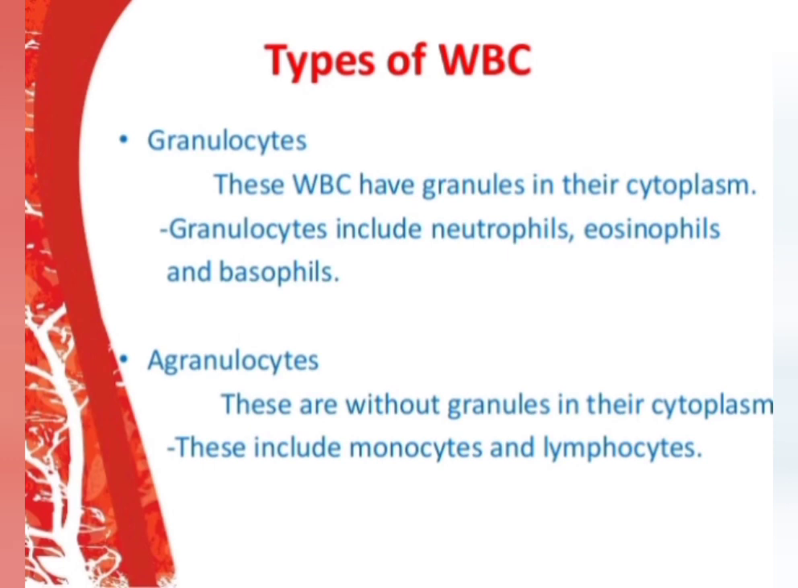The second type of WBC is the agranulocyte. In these cells, granules are absent in their cytoplasm. In the category of agranulocytes, basically monocyte cells and lymphocyte cells are present. So WBC has a total of five types: first neutrophil, second eosinophil, third basophil cells, and these cells are the type of granulocytes. The second category is agranulocytes, and the examples of agranulocytes are the monocyte and lymphocyte cells.